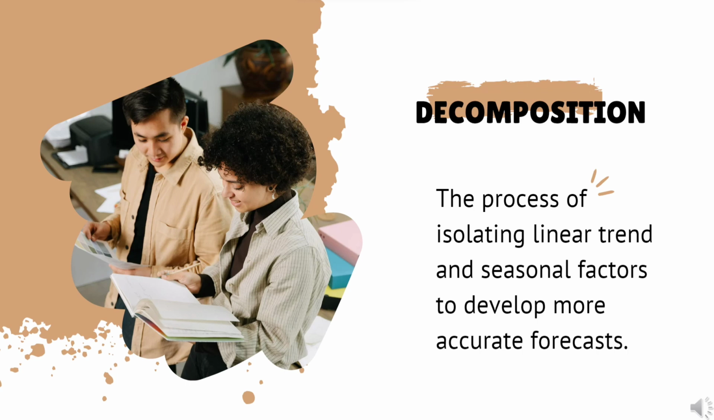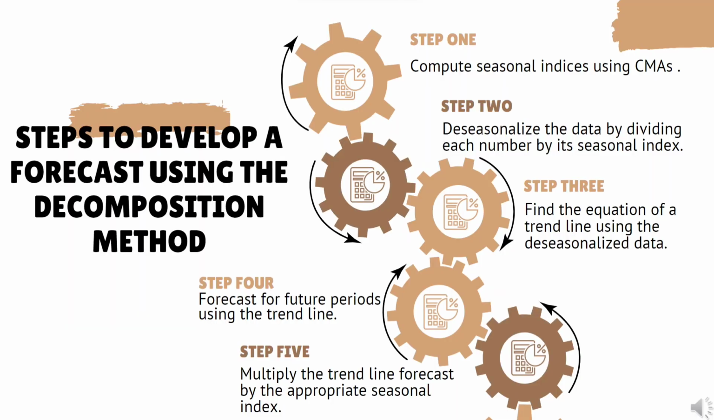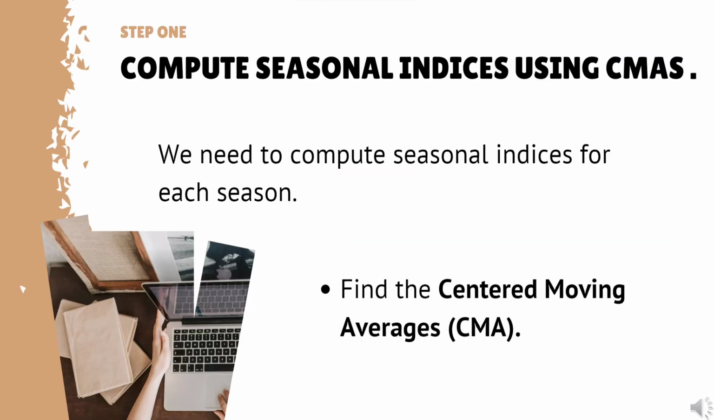Nevertheless, these abstract models provide a simple framework that you can use to analyze your data and explore ways to think about and forecast your problem. To develop a forecast using the decomposition method, there are 5 steps to follow, and to further explain, let's proceed to the next slide. So our first step is to compute seasonal indices using CMAs, or what we call centered moving averages. In this step, we need to compute seasonal indices for each season.